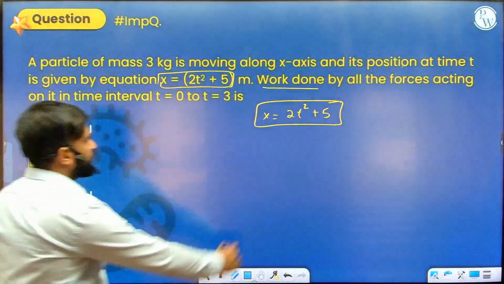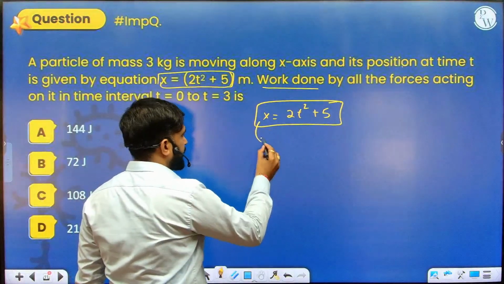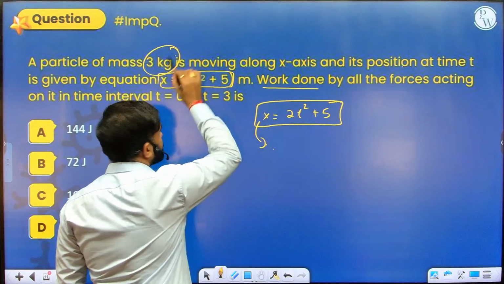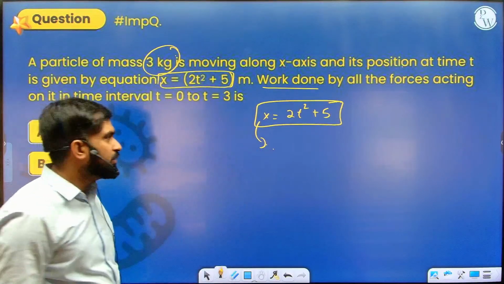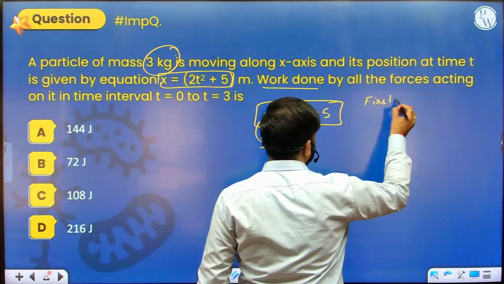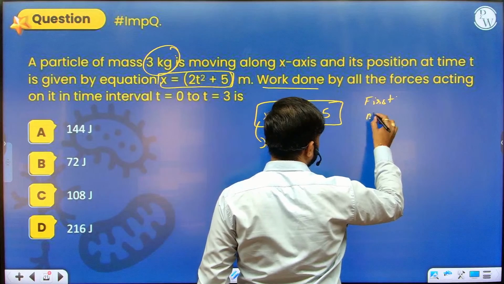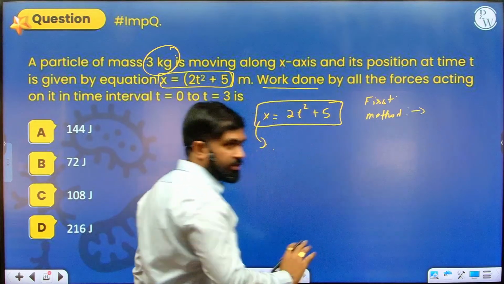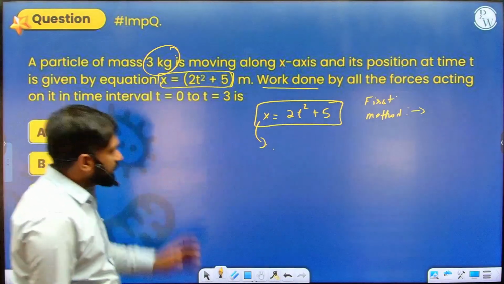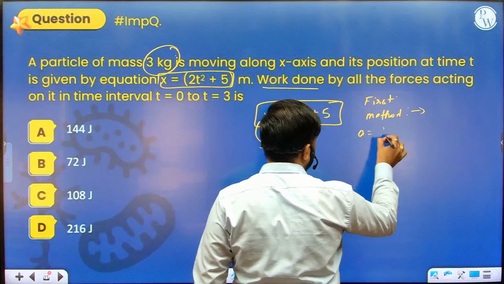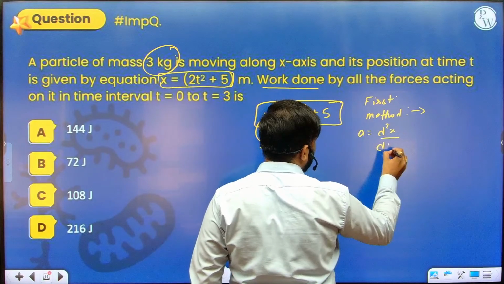Either you use this thing and get the acceleration, which will help you get the force, because mass into acceleration is force. First method, I'll write it here, and then I'll tell you which one can be the fastest. Although all 3 methods are almost the same, not an issue. Okay, so the first method is you get the acceleration, you differentiate it twice, d2x by dt2.